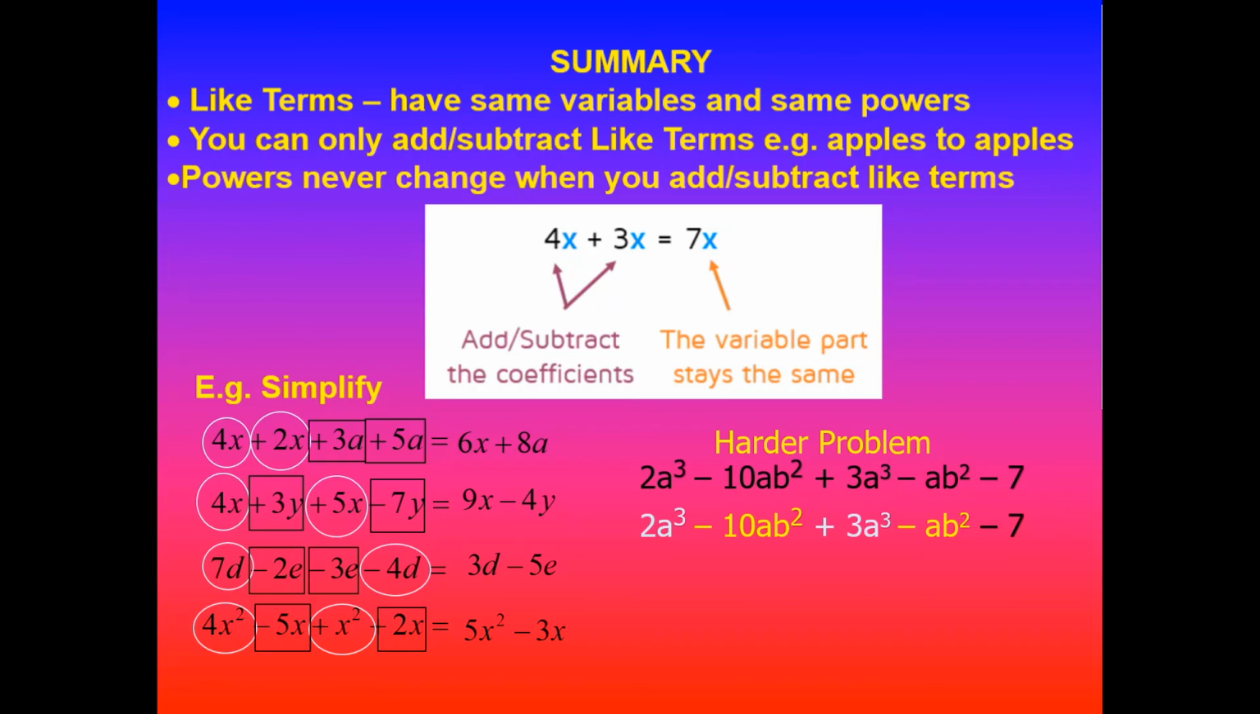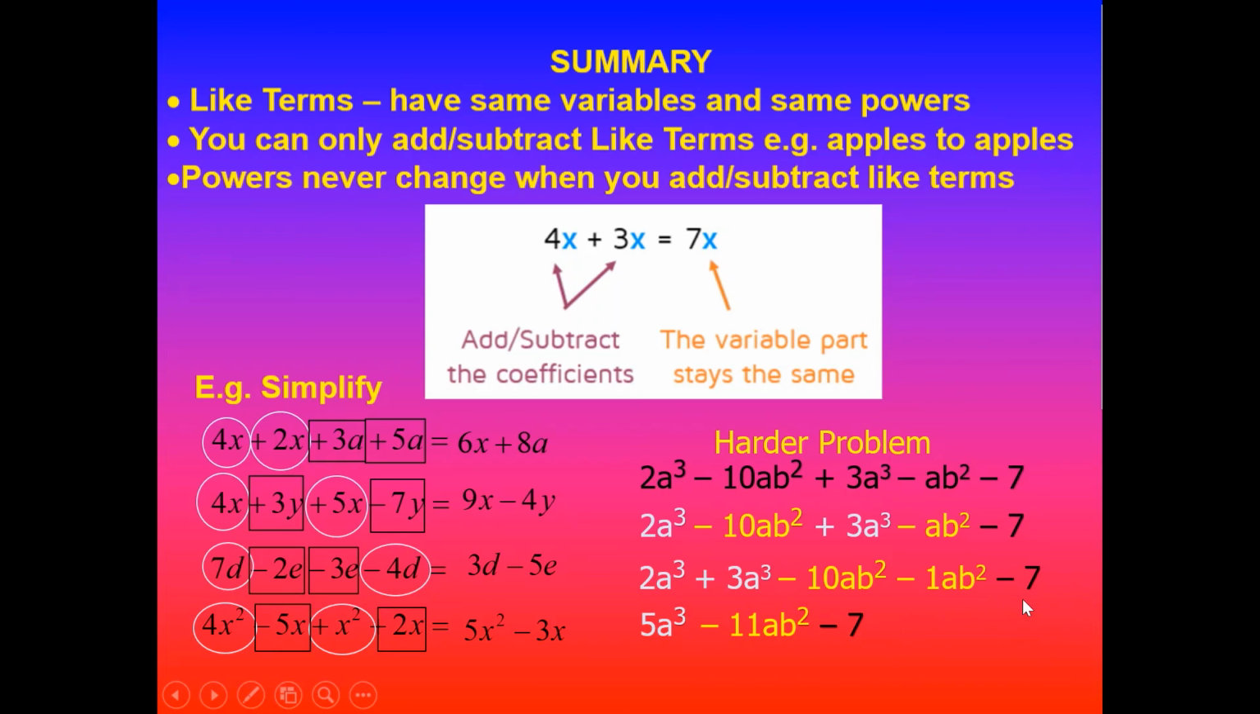It's color coded, so you can see which ones are the like terms. So if I'm looking at minus 10ab squared, minus is included in that, so watch out for that one. So it's minus 10ab squared, and this one is minus ab squared, so those are like terms. And likewise 2a cubed and plus 3a cubed, they are the like terms as well, so we'll combine them. So 2a cubed plus 3a cubed, and then minus 10ab squared minus ab squared is same as minus 1ab squared, and minus 7 is a constant.